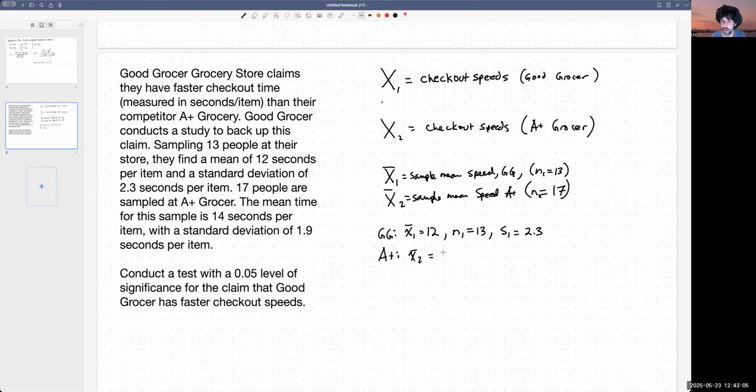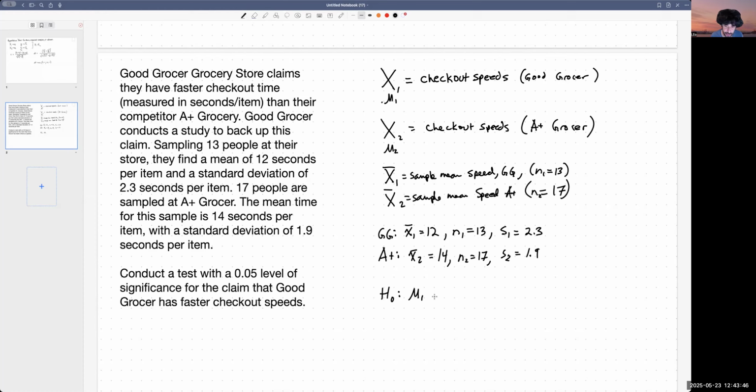All right, same thing for our A Plus Grocer. The sample mean time is 14 seconds. The sample size is 17, and the standard deviation is 1.9. So remember, this is the standard deviation for the sample, not the population, which is why we have to use the t-score. So there's all our information summarized. Let's write our null hypothesis. Our null hypothesis is that mu1, right, that's going to be the mean of the first distribution.